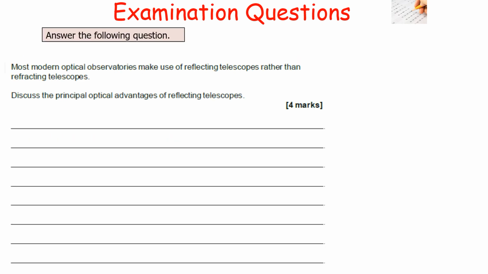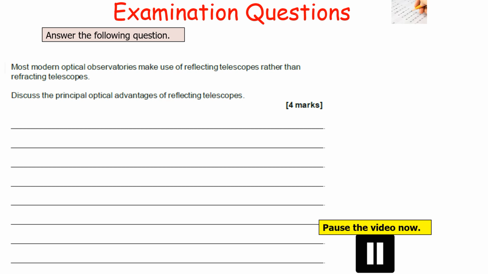The next question says, most modern optical observations make use of reflecting telescopes rather than refracting telescopes. Discuss the principal optical advantage of reflecting telescopes. So pause the video now, then unpause the video when you want to go through your answer.